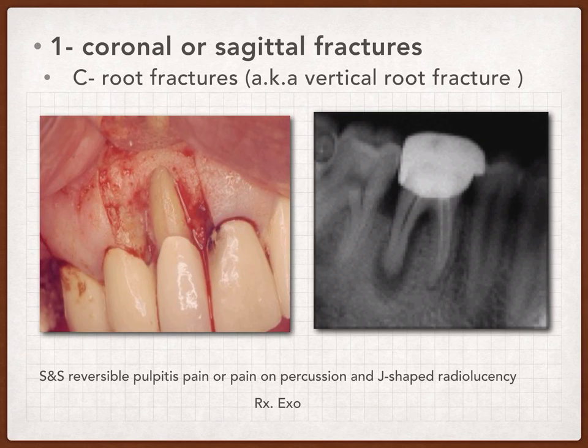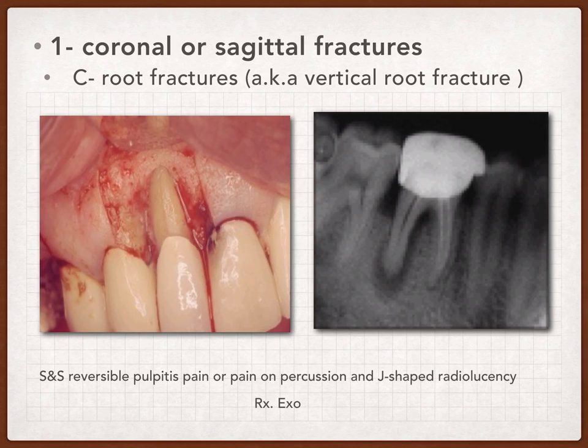The vertical root fracture, as we said, might happen in a coronal or a sagittal plane, but mostly in the sagittal plane. And these are the signs of it. The symptoms are also reversible pulpitis pain, or a slight pain, or pain on percussion, and most importantly, a J-shaped radiolucency.